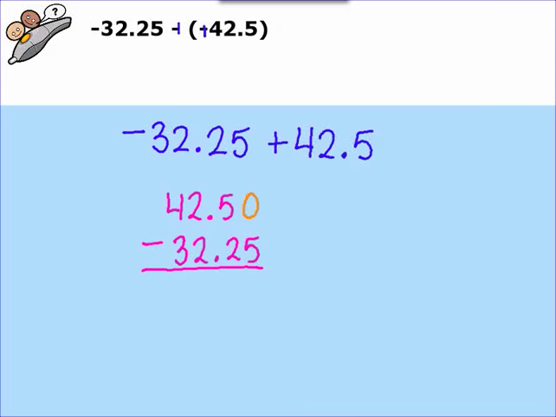Okay, once again, basically you subtract the difference. When the signs are opposite, you subtract the two, and then you take the sign of whatever number is higher. Let's look at this one.